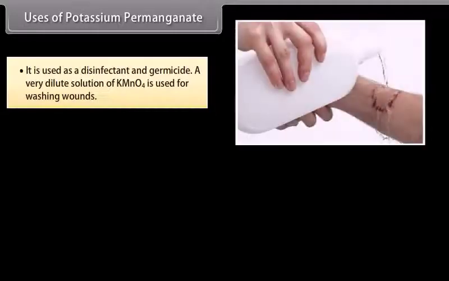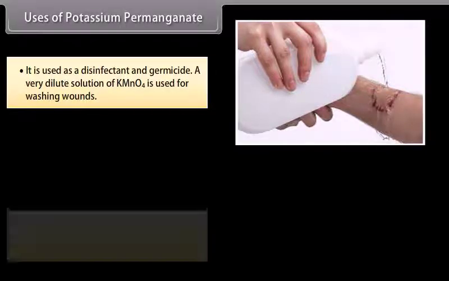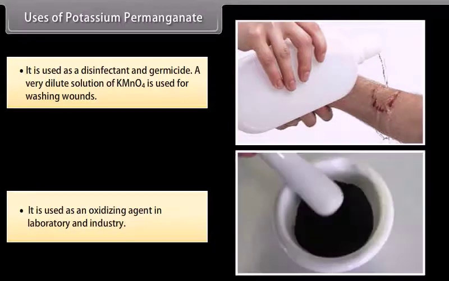Uses of potassium permanganate. The important uses of potassium permanganate are following. It is used as a disinfectant and germicide. A very dilute solution of KMnO4 is used for washing wounds. It is used as an oxidizing agent in laboratory and industry.